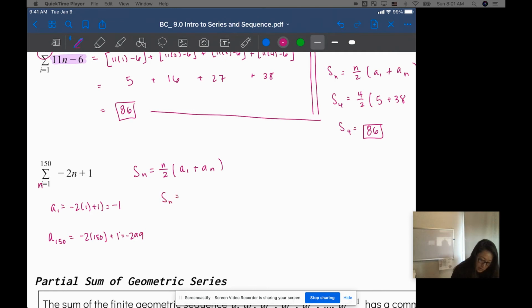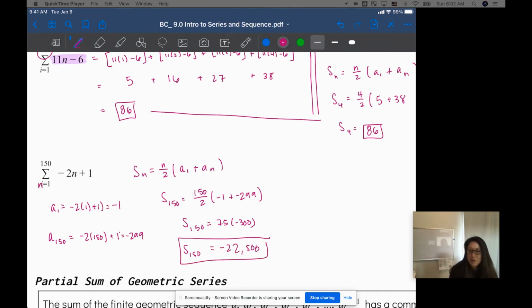So S sub 150 is equal to 150 over 2 times negative 1 plus negative 299. So S sub 150 is equal to 75 times negative 300, which is negative 22,500. I'm sure glad I didn't have to expand out those 150 terms.